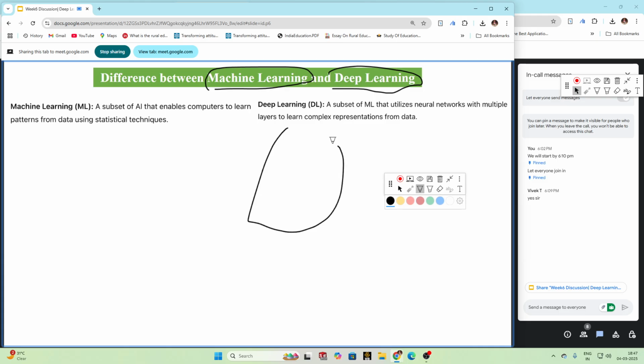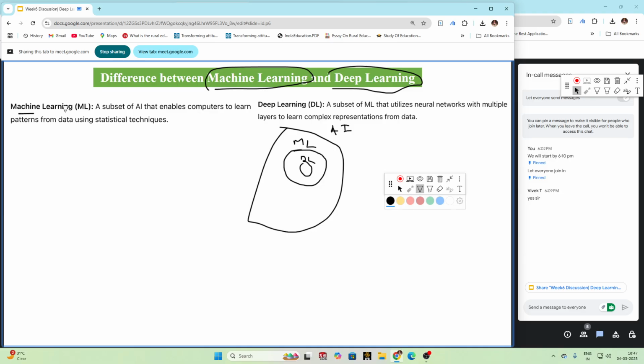AI is a big circle. So if this is a circle, this is AI. AI is the big circle. Now inside the AI, there is a circle known as machine learning. Okay, this is the machine learning, and inside the machine learning, there is a circle known as deep learning. So this is the thing.